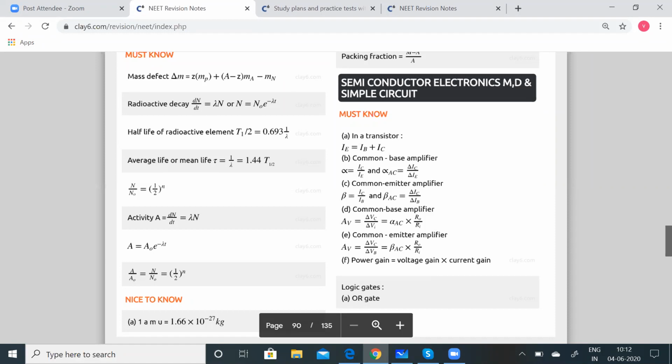Right. Next, coming to the Zener diode. A Zener diode is a junction diode specially designed to work only in the reverse breakdown region. Remember, it works only in the reverse breakdown region. This is a very important point you have to know. It is used as a voltage regulator.